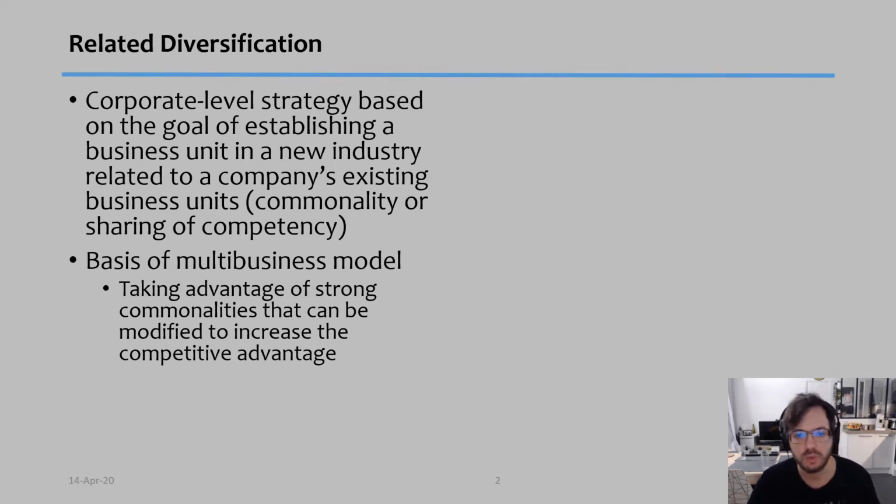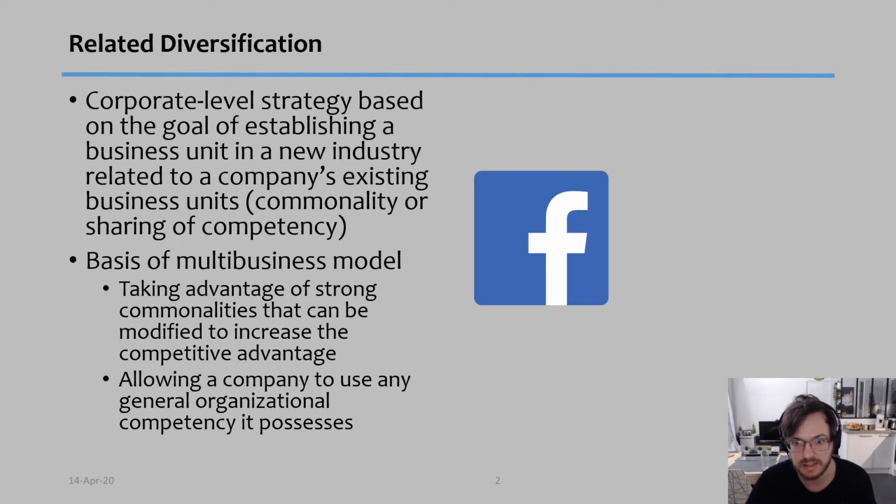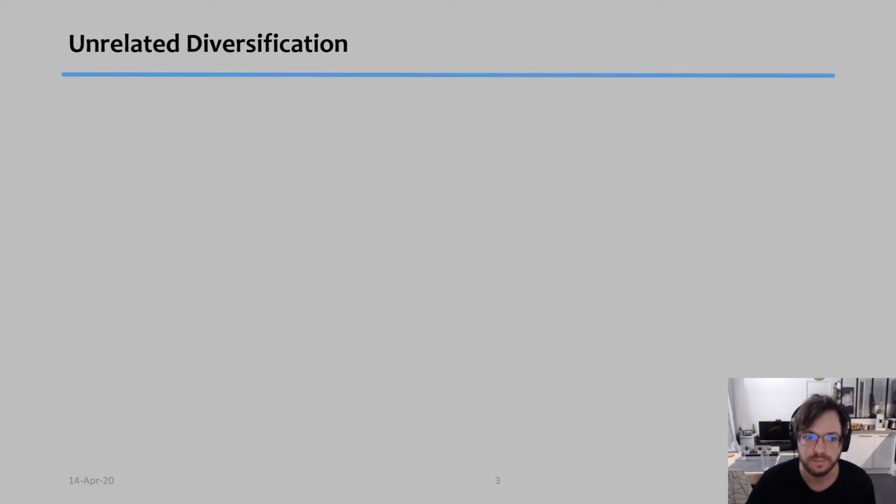So in other words, why expand to something completely different when we can expand to something that we already know how to do? This will allow the company as well to use any general organizational competencies that it already possesses. And here the best example I think is when Facebook decided to acquire Instagram. So they expanded their business to something that is very similar to what they already did.